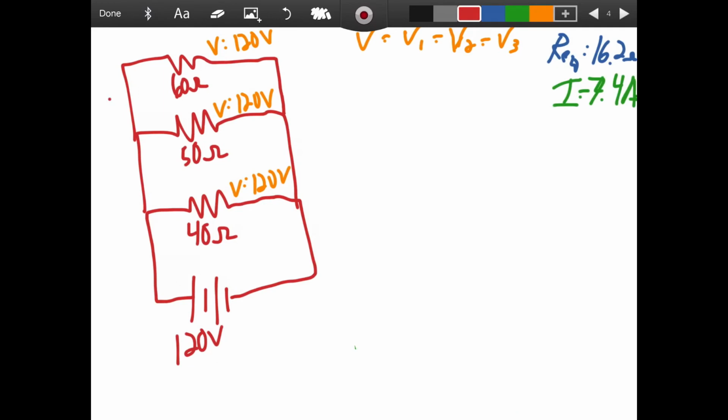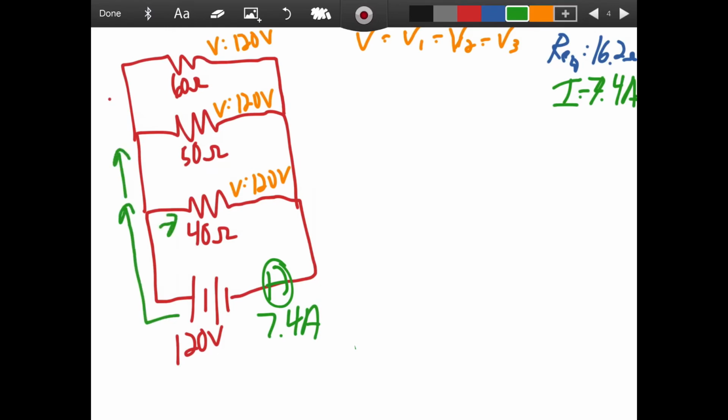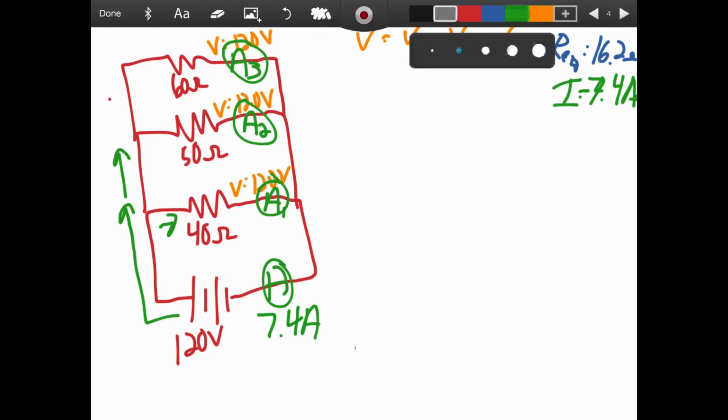Okay, so now that we have the total current in the circuit, what that would mean is that if we place an ammeter right here, this ammeter would read 7.4 amps. But as current leaves the battery, some of it's going to go this way, and some of it is going to split. So if we placed an ammeter right here, let's call this A1, call this A2, and A3. All of these are going to have different values of current. And the way we would calculate these is, yep, you guessed it, Ohm's law.